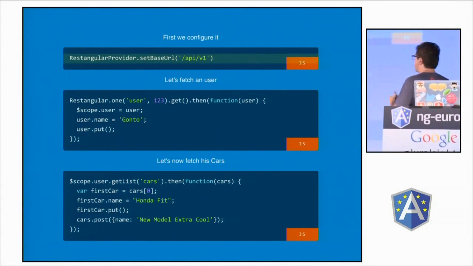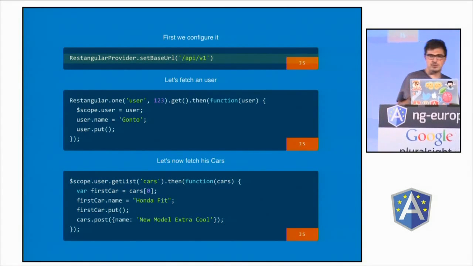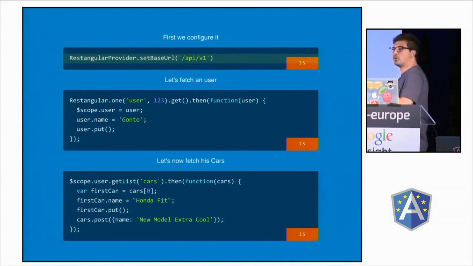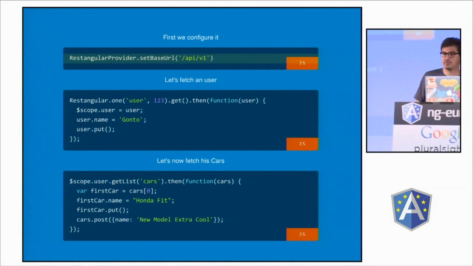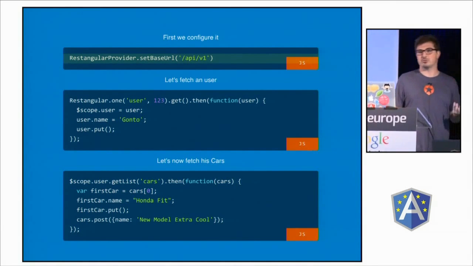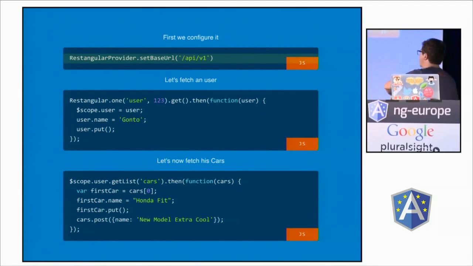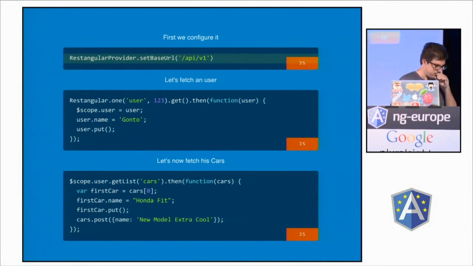Then what I'm doing is calling this one method from Restangular, which is basically like a proxy to a certain resource. In this case, I'm saying, OK, I want the resource user with ID 123. Then I'm calling get. This will always return a promise because promises are first-class citizens in Restangular. And then when I receive the user, I just change the name and call put again.